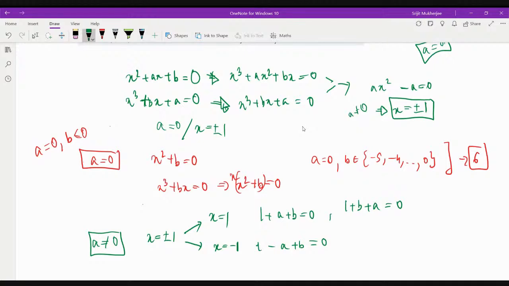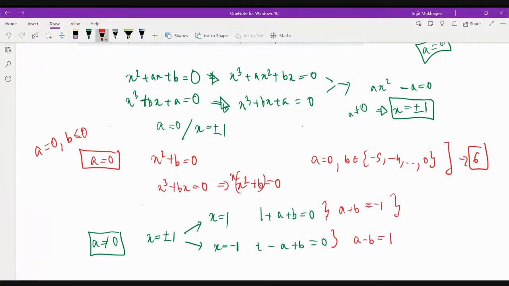We are getting these two equations which must be true to make at least one of the solutions correct. So what we need over here is to find all those solutions so that a plus b is equal to minus 1 and a minus b is equal to 1, all the possible solutions.